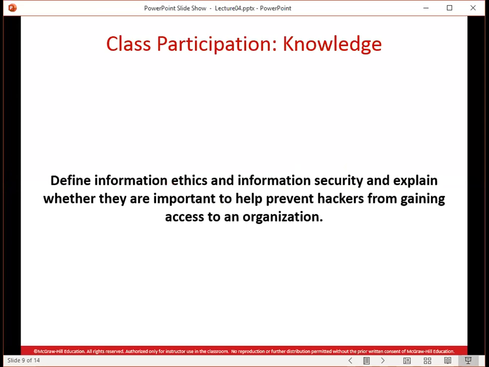Okay, so the first question is: define information ethics and information security and explain whether they are important to help prevent hackers from gaining access to an organization. Well, advances in technology make it easier for people to copy everything from music to pictures. Technology poses new challenges for our ethics, which is the principles and standards that guide our behavior towards other people.